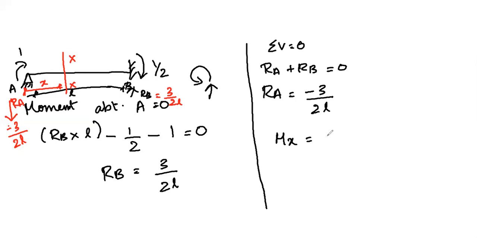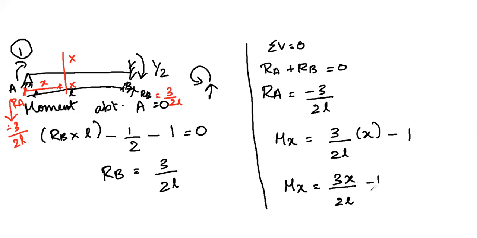So what will be the moment at this point? You have one reaction acting in the anti-clockwise direction, and one moment acting in the clockwise direction. So it will be 3 by 2L into its corresponding distance. This is RA, whose value is 3 by 2L. I am directly writing the value of RA into its corresponding distance x, minus this moment 1. So the value of the moment is 3x by 2L minus 1. So we have successfully found this.